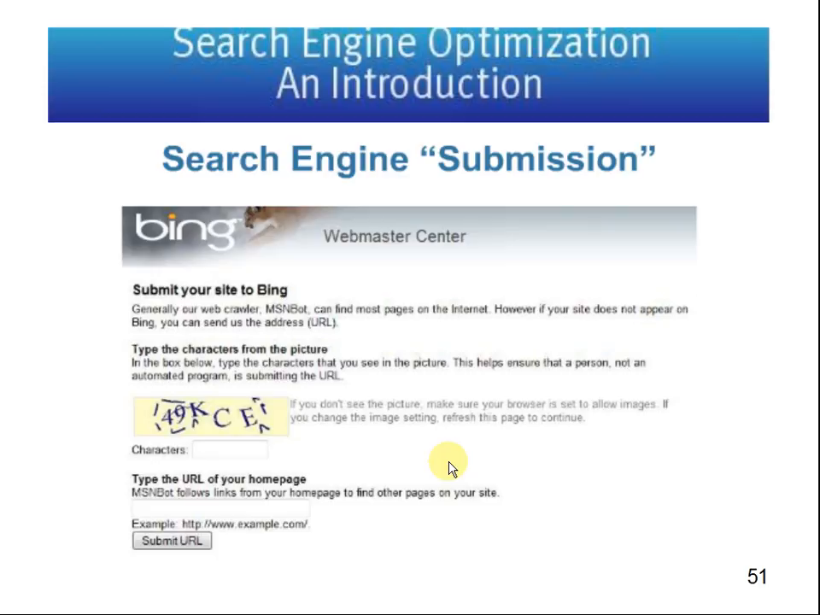So every search engine has a submit URL. Search for submit URL of Bing, submit URL of Yahoo, submit URL of Google. Then you will get the URL. Submit your URL and it will start adding your site into the search queue.